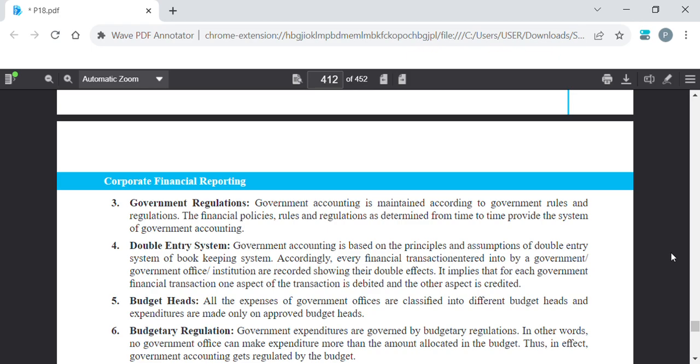Government accounting needs to be followed accordingly. Suppose I want to note down any expense or any revenue, that needs to be done as per financial policies, as per rules and regulations framed for government accounting. Double entry system: government accounting is based on the principles and assumptions of the double entry system of bookkeeping. Accordingly, every financial transaction entered into by a government office or institution is recorded showing the double effect. So the double entry system is followed by government accounting also.